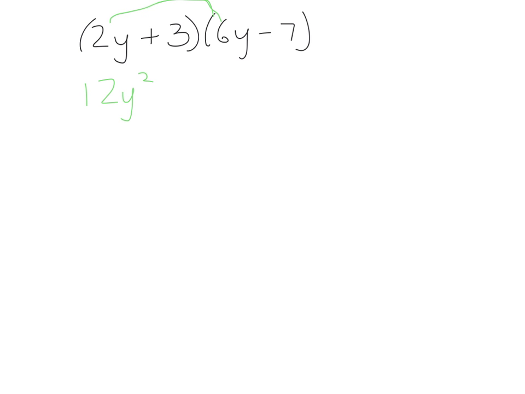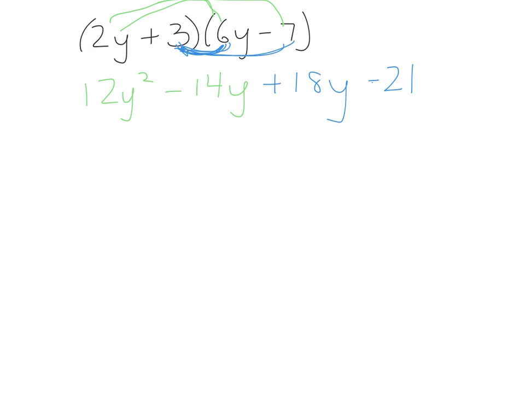Then I'm going to do the outer. 2y times negative 7 is minus 14y. Then I'm going to do the inner. And I'm distributing the second thing now. 3 times 6y is plus 18y. And then I'm going to distribute the last two. The last from here, the last from here. 3 times negative 7 is minus 21.